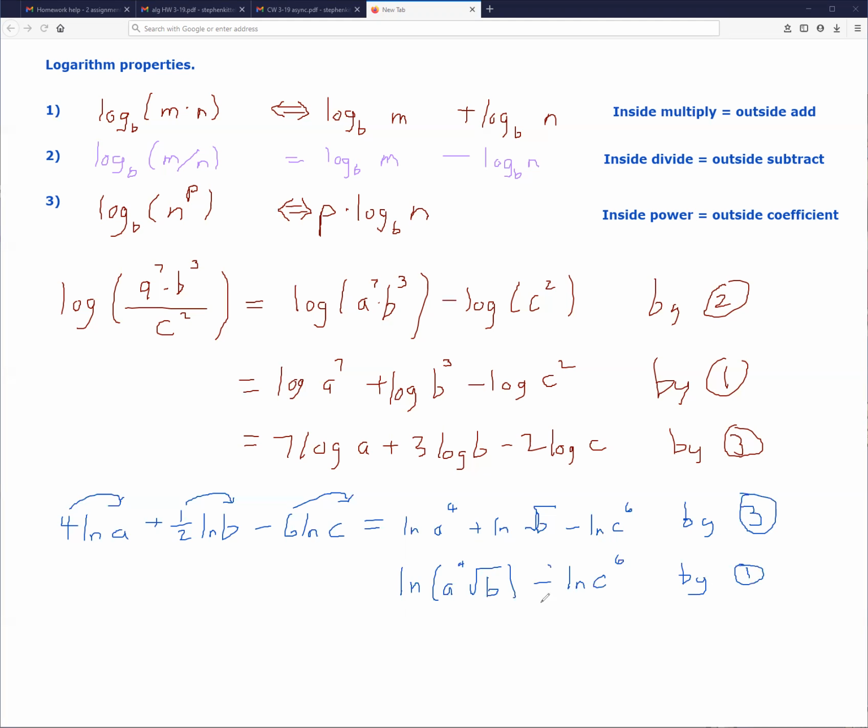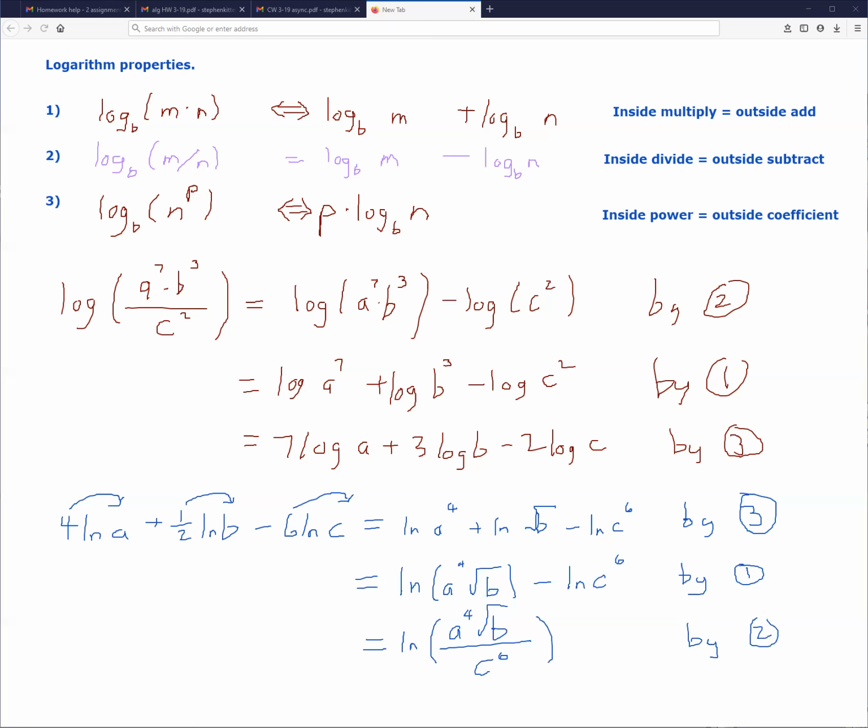And now we've got to subtract on the outside. Outside subtract means inside divide. So we're going to divide that stuff on the inside. So it is ln of a to the fourth square root of b divided by c to the sixth by property number 2. And oh yeah, I should be dropping this down with equal signs. There we go. So this right here is your guideline to your log properties. You might want to screen cap that or set it off to the side because we're going to need that. We're going to need to make sure that we have these at our disposal and that we understand them.